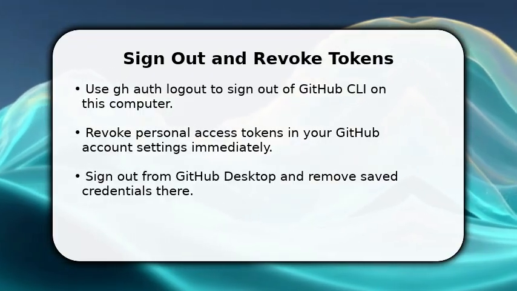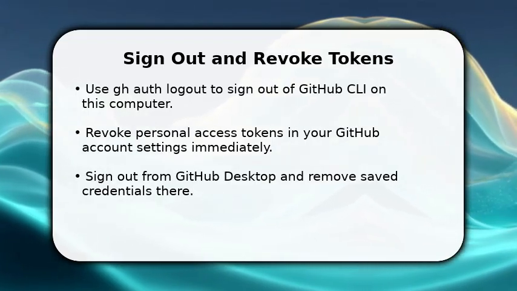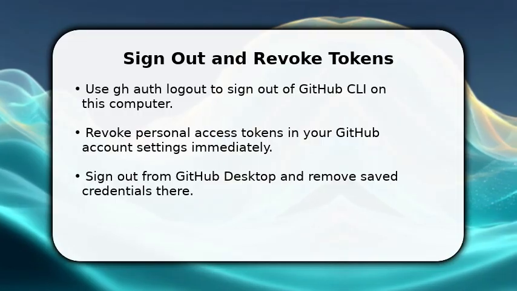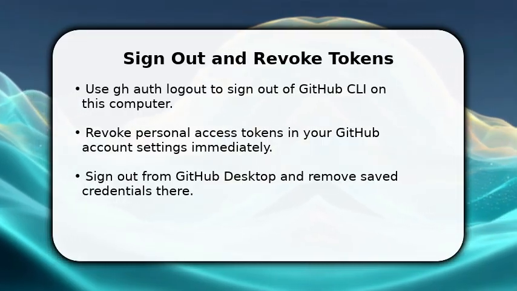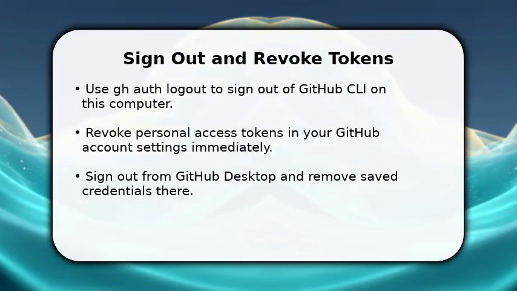Next, log into GitHub.com in a browser and go to Settings, then Developer Settings. Revoke any personal access tokens listed there immediately. Also remove any OAuth apps that you no longer trust or recognize.